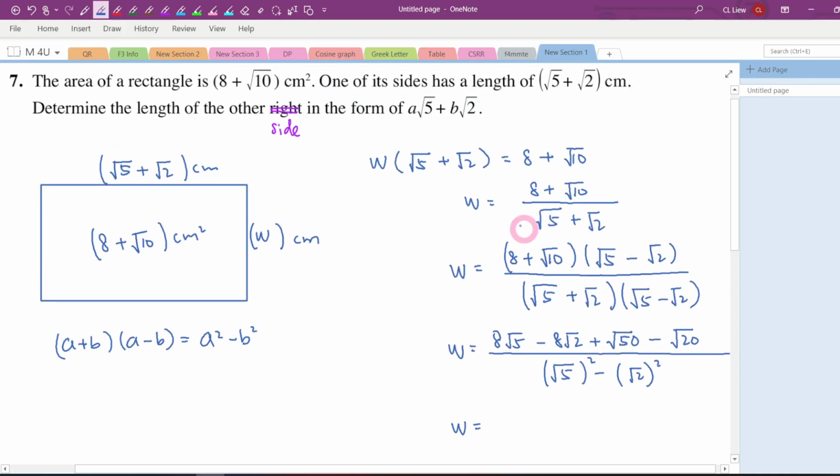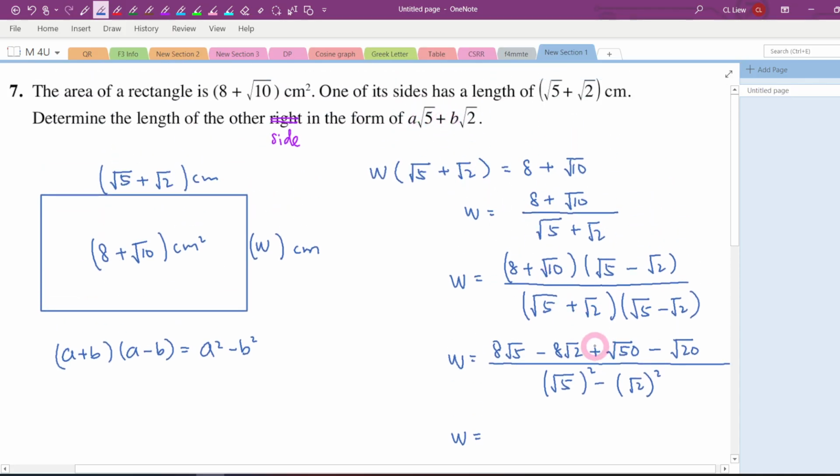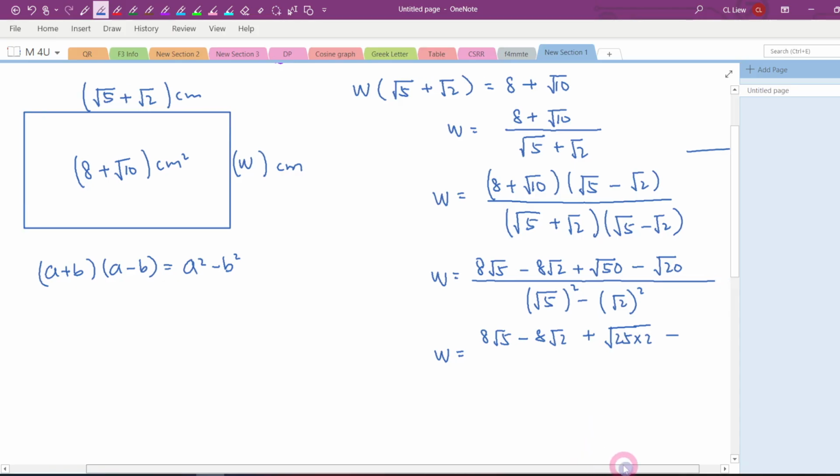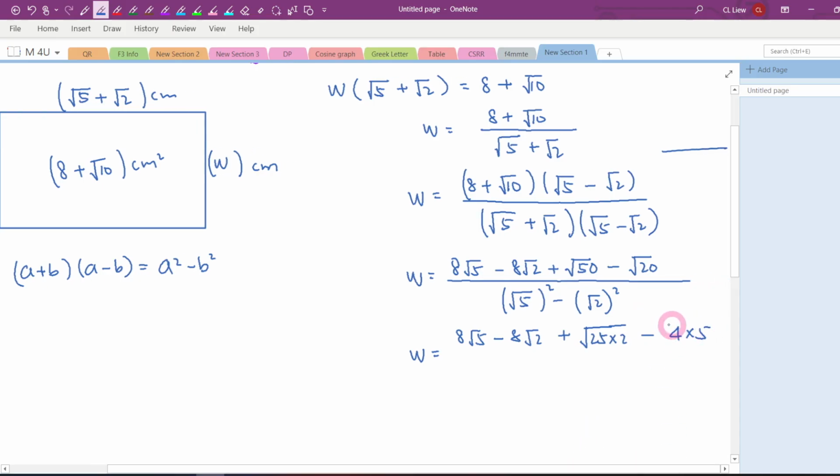But you still cannot see your answer. You still cannot stop here because our question wants our answer to be like this: square root of 5, square root of 2. Now you have square root of 50, here you have square root of 20. So how do we change this one? This 2, you don't have to change anything, you just copy. 50 is actually equal to 25 times 2, right? Okay, how about 20? 20 is equal to 4 times 5.